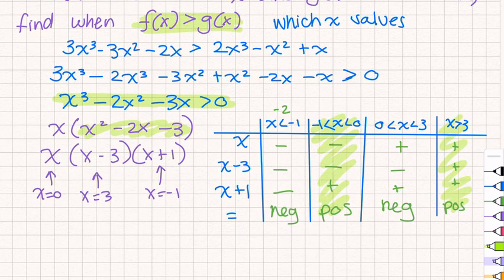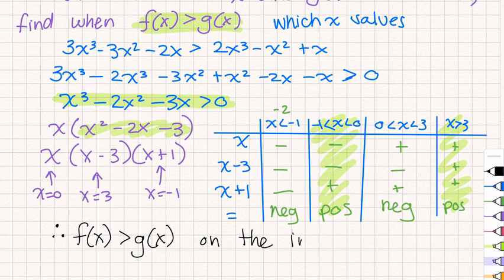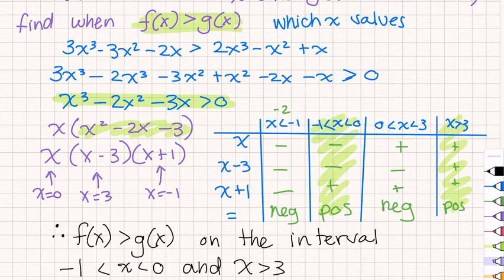So we would state that, therefore, f of x is greater than g of x on the interval. So there's no specification here of what to use. You could just use set notation. So in between negative 1 and 0, and when x is greater than 3. So let's actually verify this.